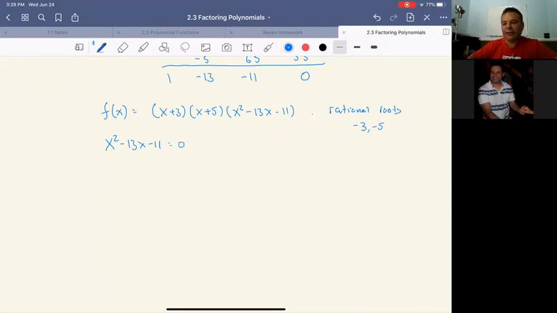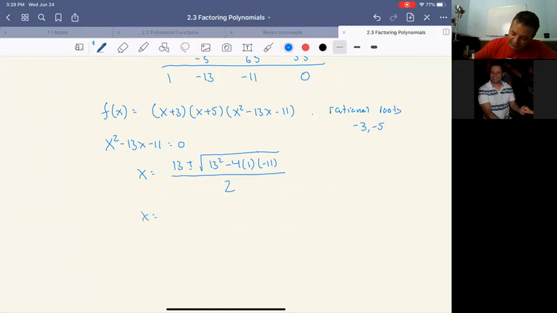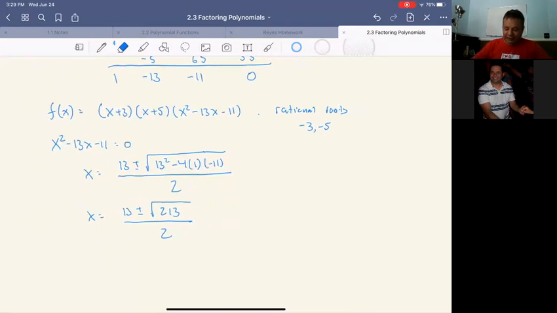Well, let's take that equaling 0. So x is going to equal 13 plus or minus the square root of 13 squared minus 4 times 1 times negative 11, all over 2. So x is going to be 13 plus or minus the square root of, oh, I got to do that. 169 plus 44 is 213, over 2. Just check that. Okay. I don't like that one bit.